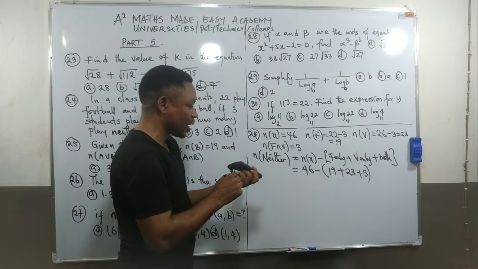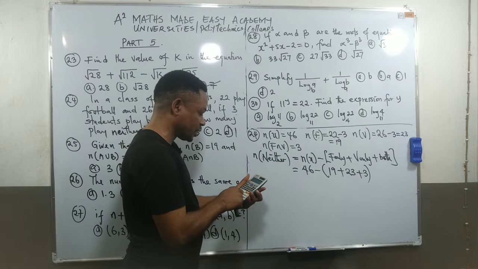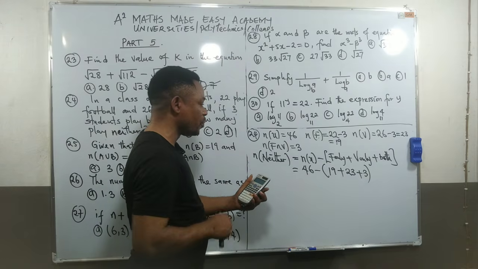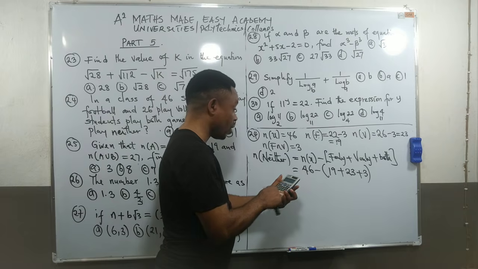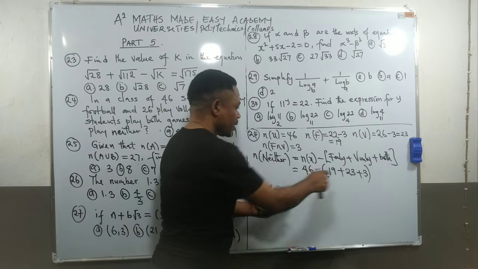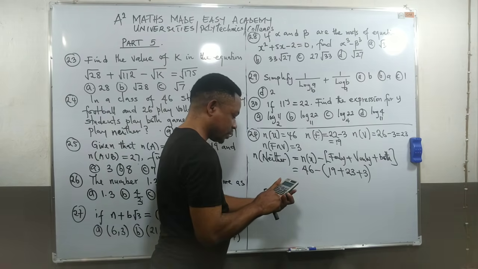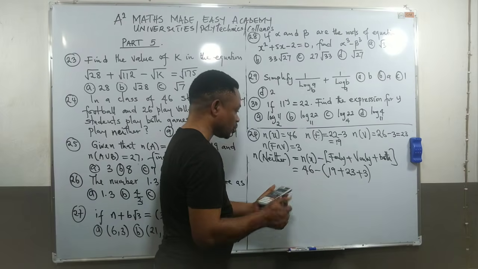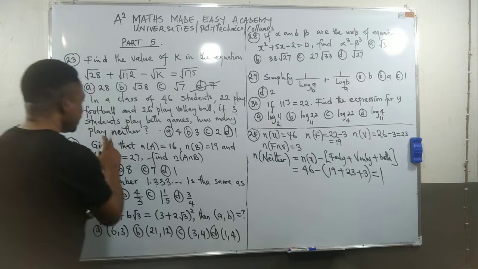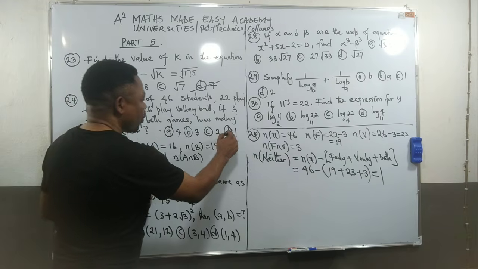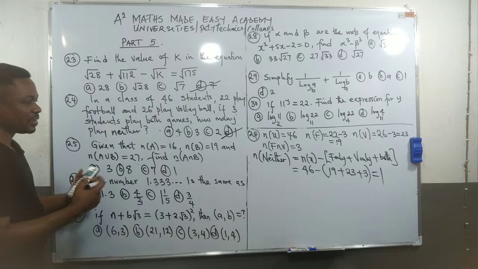Now let us bring our calculator. I will punch 46 minus open bracket, 19 plus 23 plus 3, close the bracket. Finally equal to, what is the answer? The correct answer is 1. Do we have 1 in the options? Yes. How many play neither? Option D. Have I made myself clear?